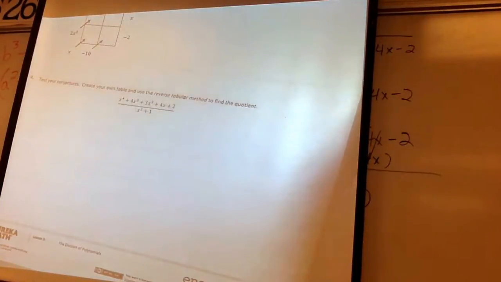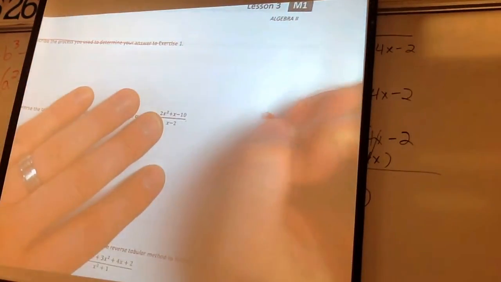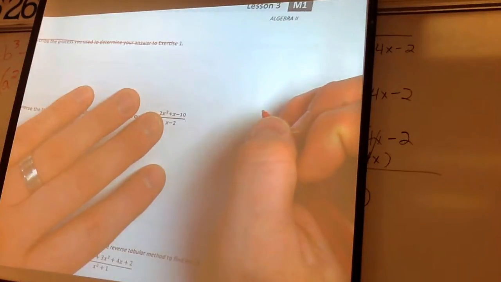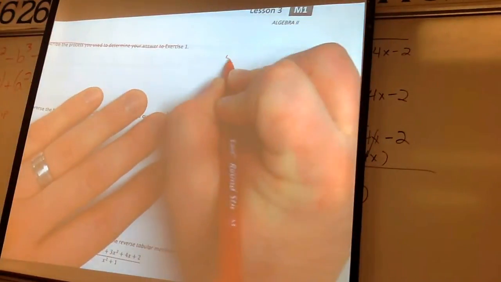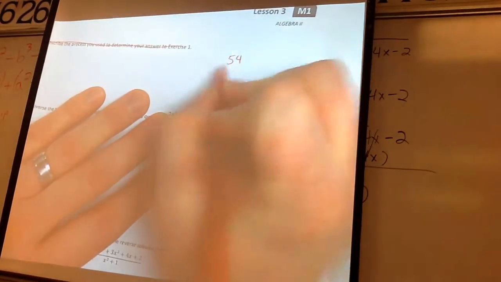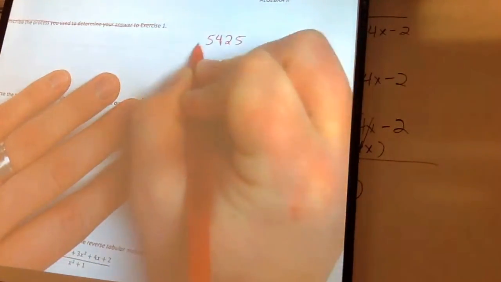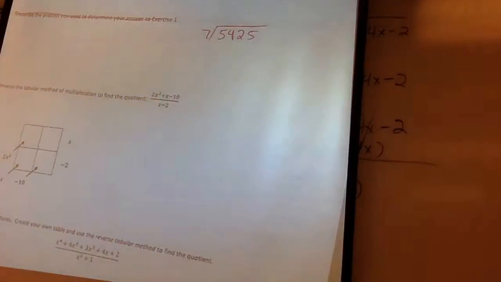So up here, we're going to ignore all this stuff, and we're going to ignore this. We're just going to use this space to do a division problem. Pick a number. 4. I heard 5, 4, 7. I said 25. I heard a 7 in there too. Let's go like this: 5,425 divided by 7.